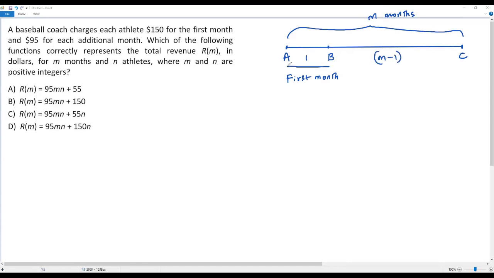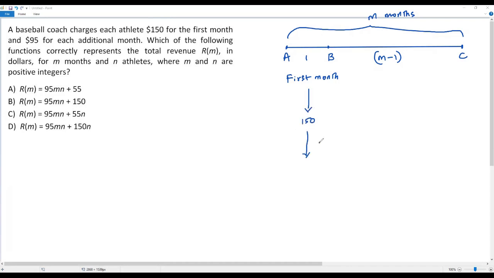Okay, here this AB represents the first month and this BC represents the additional months, that is M negative 1 months. And there is an information, the coach charges $150 for the first month for each athlete. Okay, let me write over here. It charges $150 for the first month for each athlete.